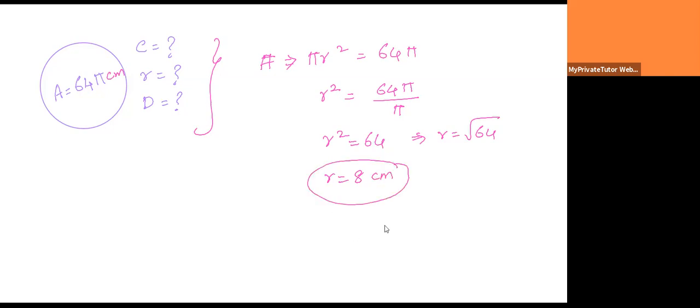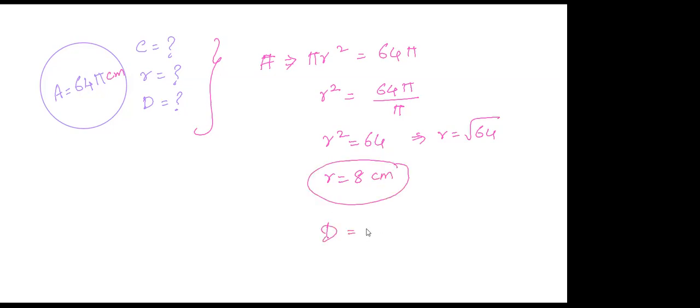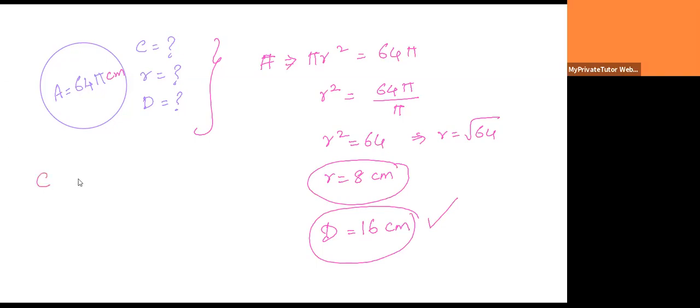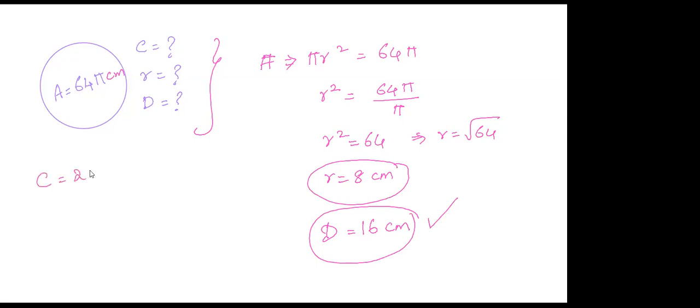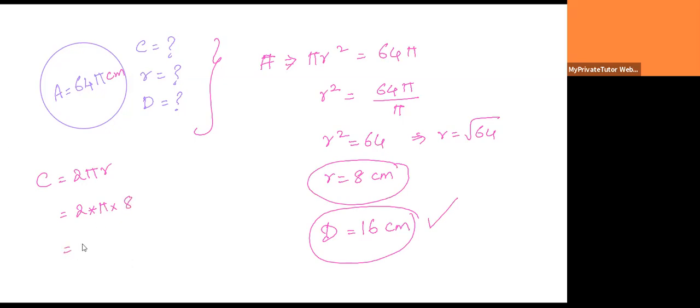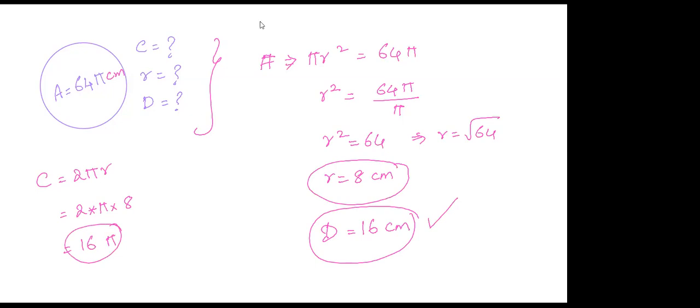So what about the diameter then? The diameter is twice the radius, 16. Yeah. So good. And finally, what is the circumference of this? 2 pi r, so 16 pi. Okay. So make sure you are substituting the value of pi. Okay, I think you know these basics.